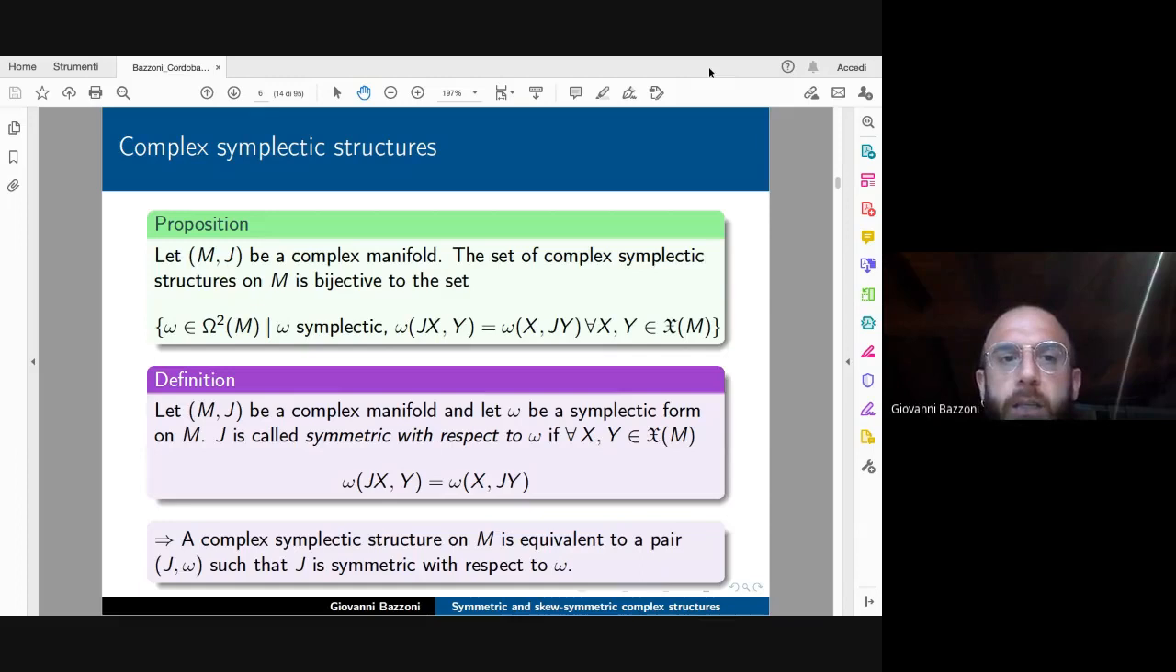By using the above proposition and this definition, it turns out that a complex symplectic structure on M is equivalent to a pair (J, omega), where J is symmetric with respect to omega. This is why we care about symmetric complex structures. We can think of them as another disguised way of considering complex symplectic structures.